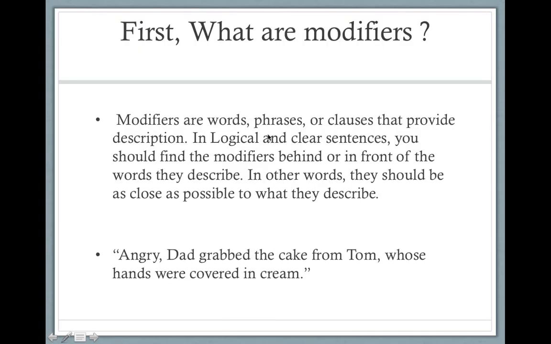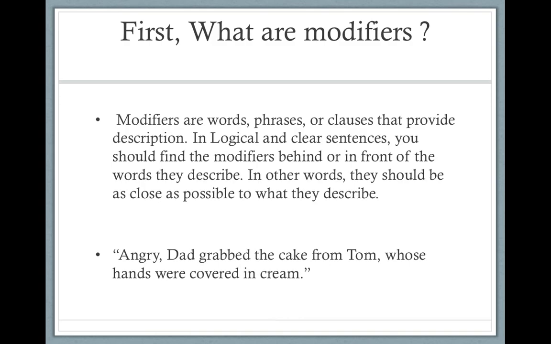Okay, so first I think it's important to understand what modifiers are. So basically, modifiers are words, phrases, or clauses that provide description. So in logical and clear sentences, you should find the modifiers behind or in front of the words they describe. In other words, they should be as close as possible to what they describe.